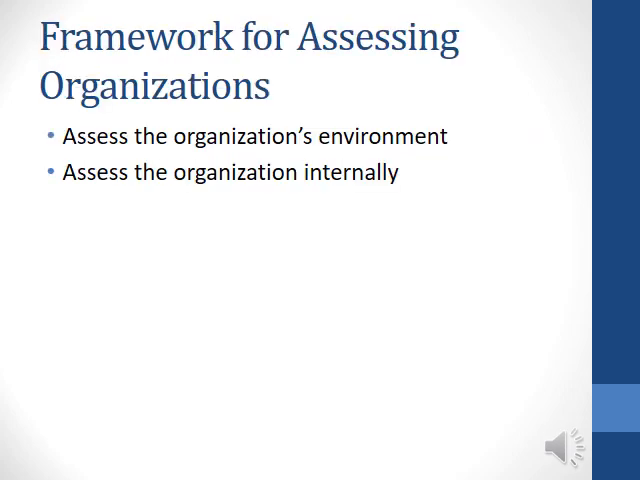When we're thinking about assessing organizational effectiveness, there are really two methods that you use. You look at the organization's environment, so what's going on externally, what's going on around the organization, and what's going on internally, those internal processes. We will be talking about both of those specific areas.